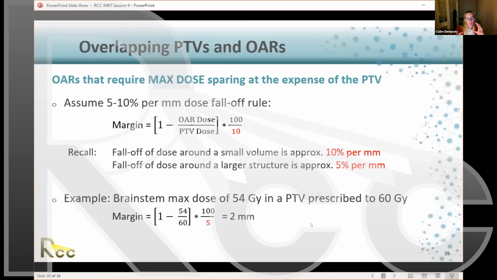So we can't let the brainstem get to 60. So we're going to have to subtract out the brainstem plus a margin to ensure that our brainstem does not get more than 54 gray. So we'd use our formula here with our 54 over our 60. Let's assume 5% per millimetre dose fall off. And we see that we need to use a margin of 2 millimetres in that case.